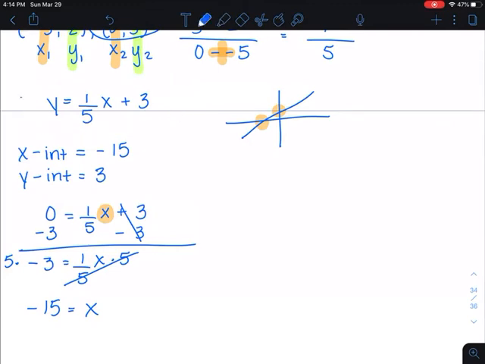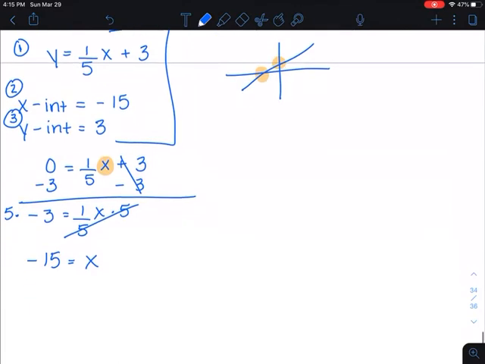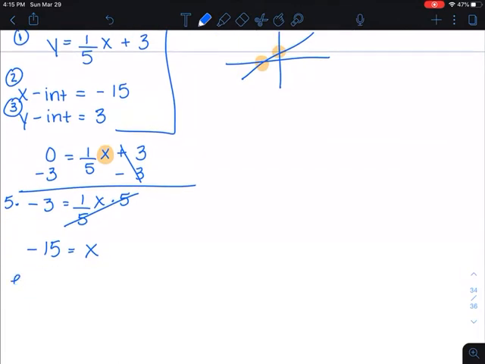So basically all I need to know is three things. It's going to be 1, the equation, 2, the x-intercept, 3, the y-intercept. As long as you can provide all three things, you're all set. Let's try it with one more problem.